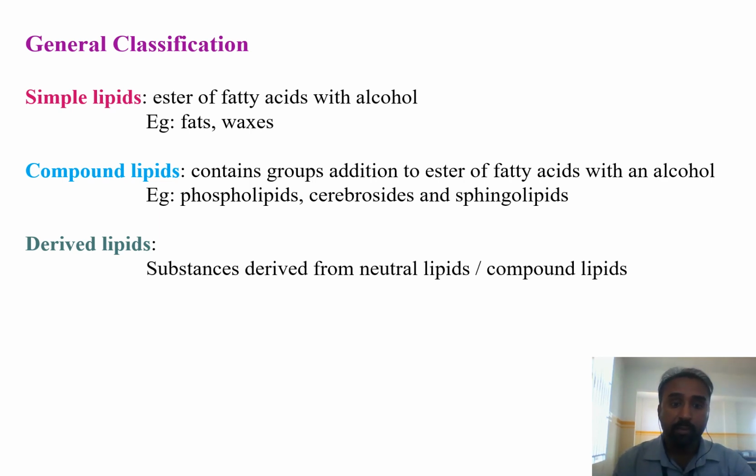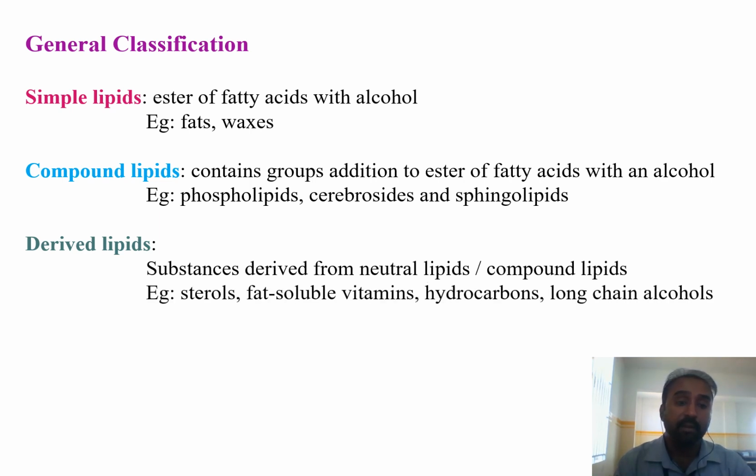Next are the compound lipids, which contain a group in addition to the ester of fatty acids with an alcohol. Examples of compound lipids are phospholipids, cerebrosides and sphingolipids. Derived lipids are substances derived from neutral lipids or compound lipids.